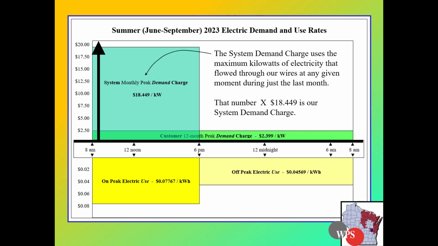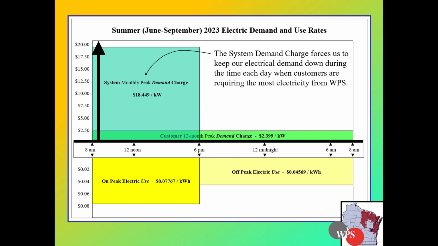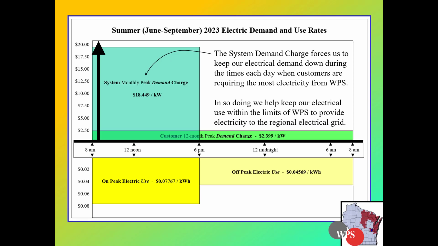The system demand charge uses the maximum kilowatts of electricity that flowed through our wires at any given moment during just the last month. That number times $18.45 is our system demand charge. The system demand charge forces us to keep our electrical demand down during the time each day when customers are requiring the most electricity from WPS. In so doing, we help keep our electrical use within the limits of WPS to provide electricity to the regional electrical grid.